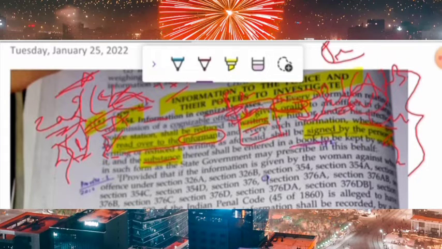This book is under section 172, which provides for the police diary. So the police will enter everything in its diary, and the substance of the information, the police shall enter in a book to be kept by such officer.